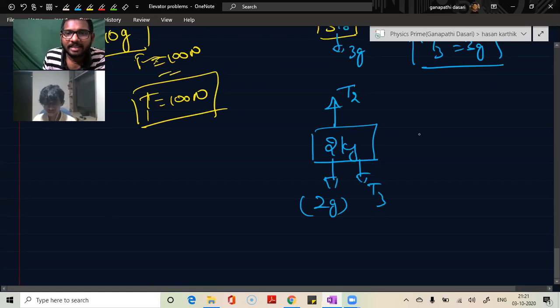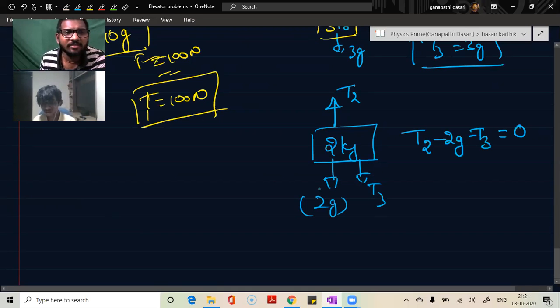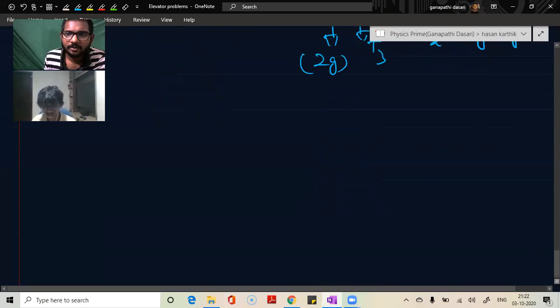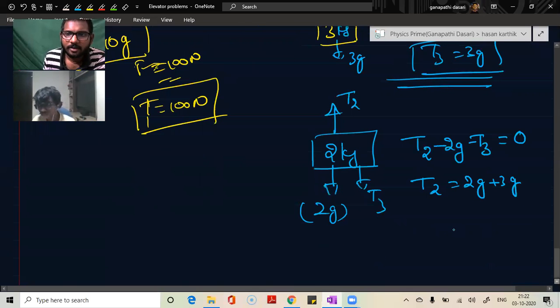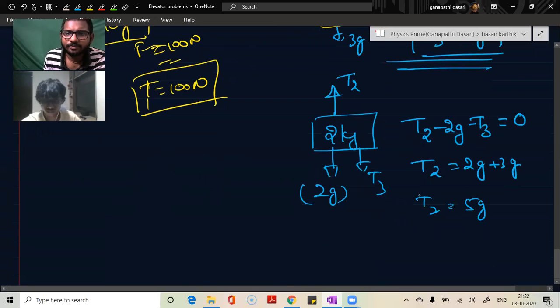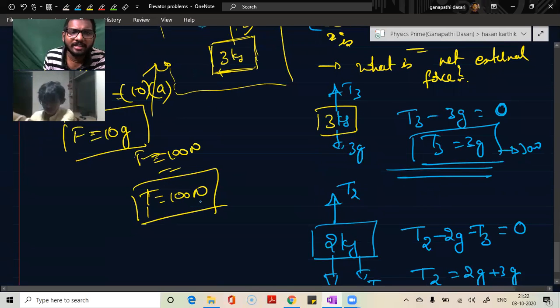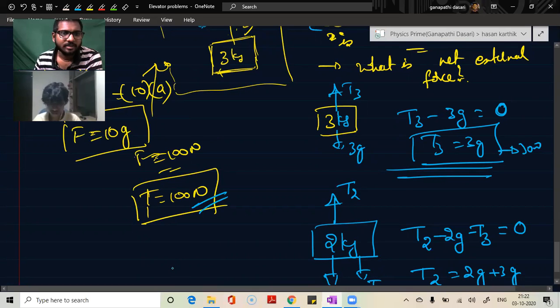Awesome. Then T2 minus 2G minus T3 is equal to 0, because it's going with constant velocity. T2 is equal to 2G plus T3, and T3 is nothing but 3G, which we got in the previous body. Then T2 is equal to 5G, that is 50 Newtons. T3 is 30 Newtons here. T1 we got 100 Newtons, that force is 100 Newtons.